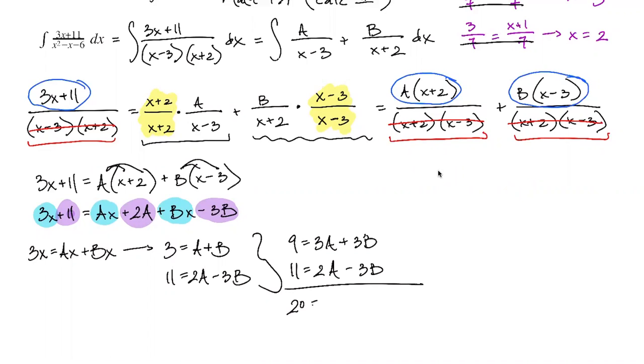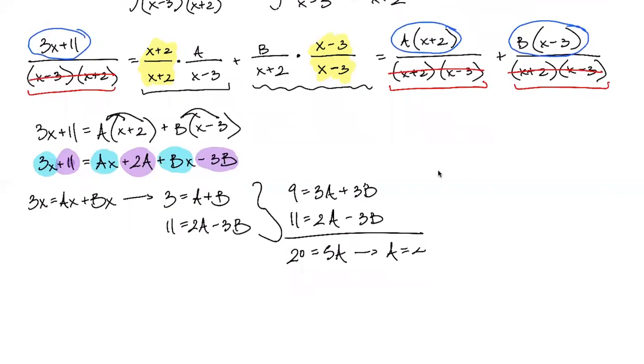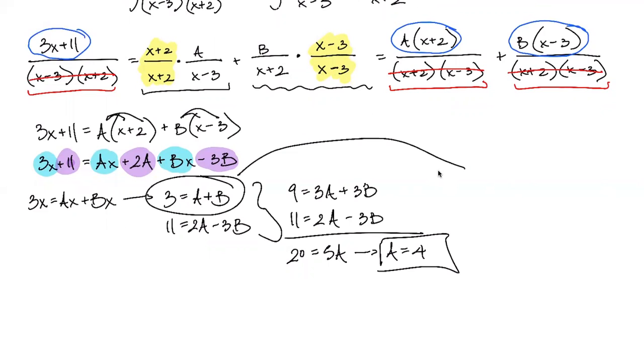20 equals 5a. A equals 4. I have my A value. How do I find my B value? Plug it back into one of the equations. Doesn't matter where, but let's pick the easiest one. 4 plus B equals 3, B equals negative 1.